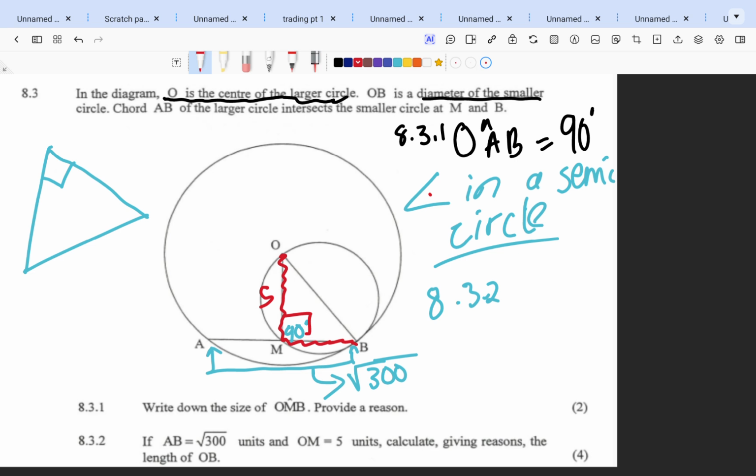Okay, if AB is equal to the root of 300 units and OM is equal to 5 units, calculate, giving reasons, the length of OB. So as you can see, OM is a chord of the larger circle, not of the smaller circle.